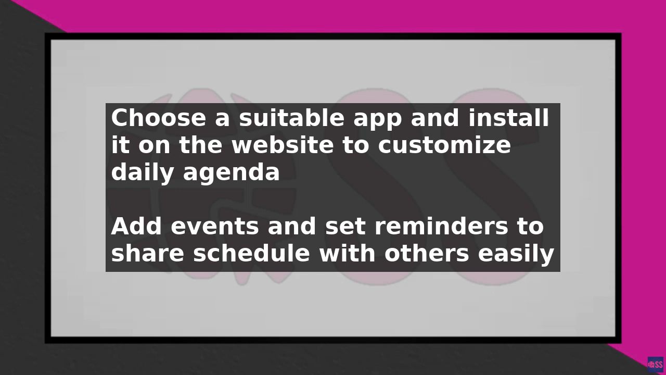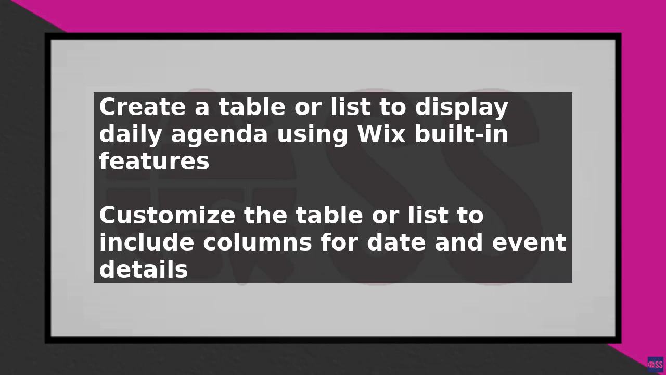To do this, click on the Add button and select Table or List from the drop-down menu. You can then customize the table or list to include columns for date, time, event, and description.